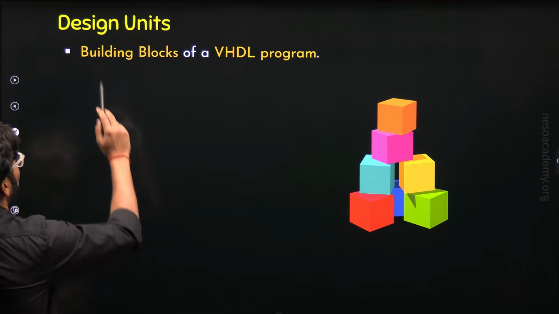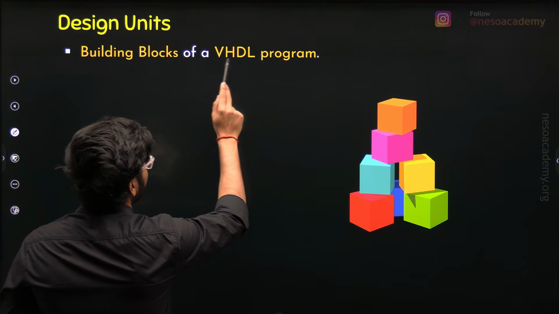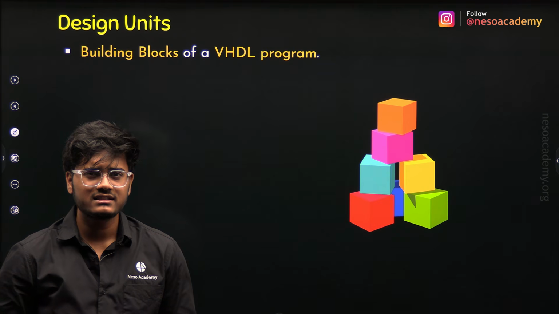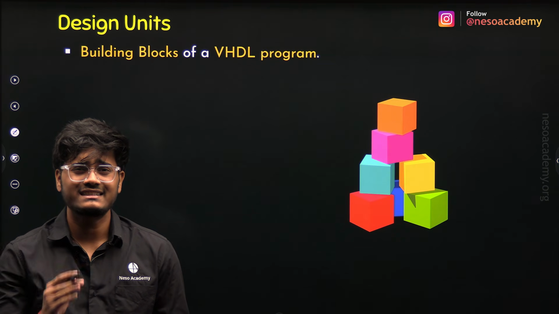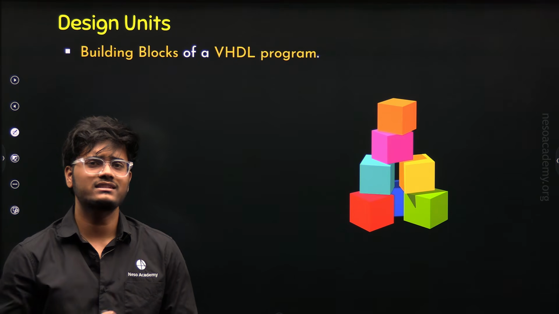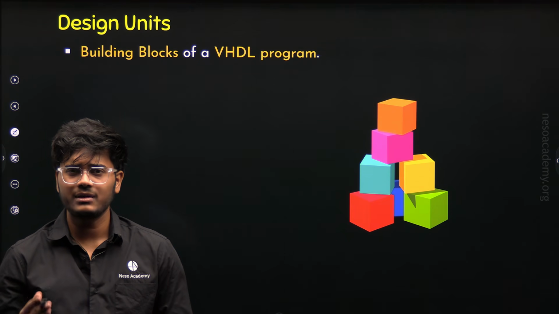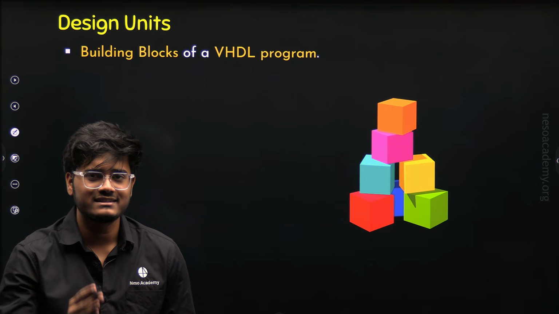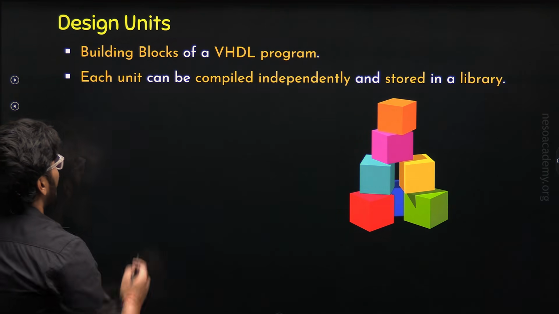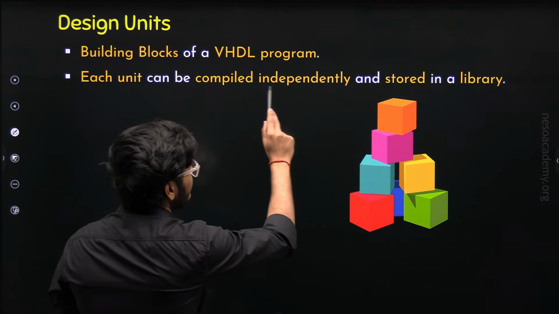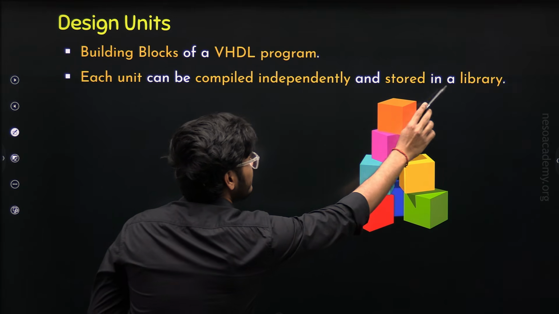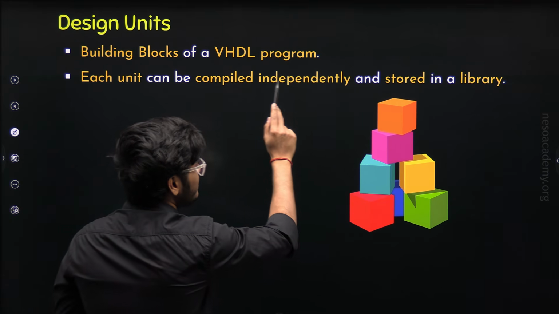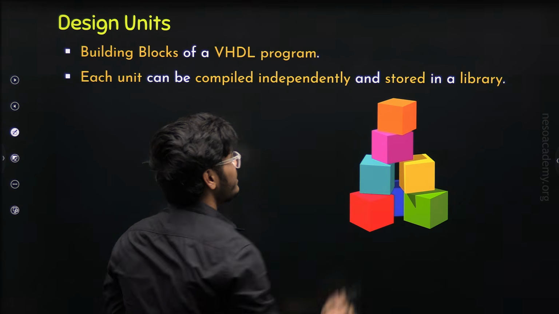Now, design units are the building blocks of a VHDL program. So, in a VHDL program, a digital system is organized into distinct building blocks. In simple terms, a VHDL code can be broken down into smaller, manageable components known as design units. And these units can be compiled independently and stored in a library. Means these design units can be saved separately and stored in a library.